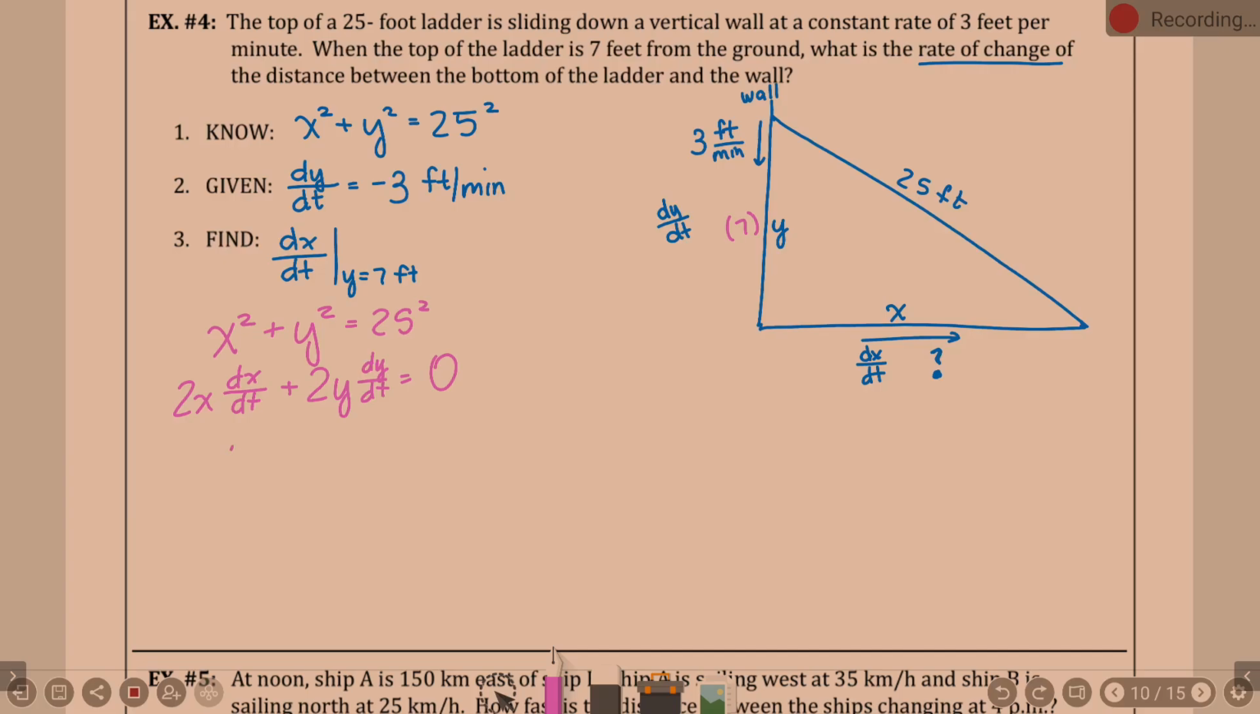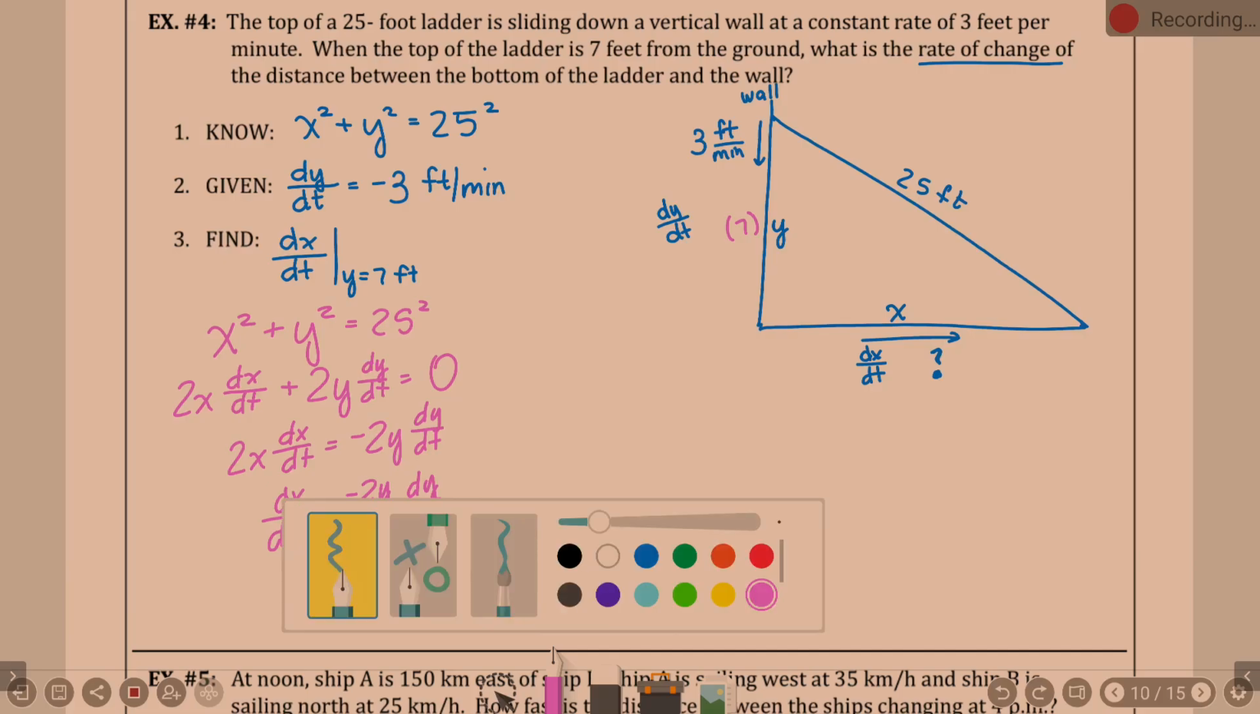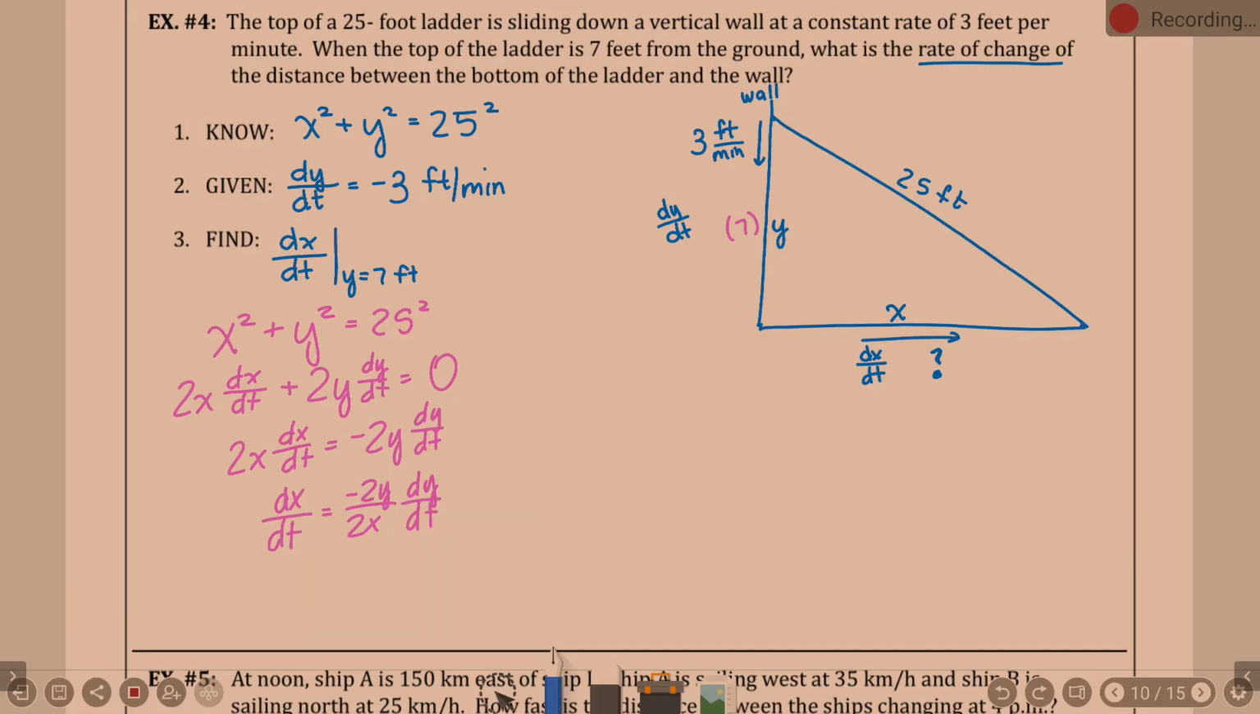So dx/dt would equal negative 2y dy/dt over 2x. I think there's 2's to factor out technically. I wrote mine as negative 2y divided by 2x times dy/dt. It's the same thing. I do agree with Logan's comment that those 2's can cancel. Don't lose track of the negative.